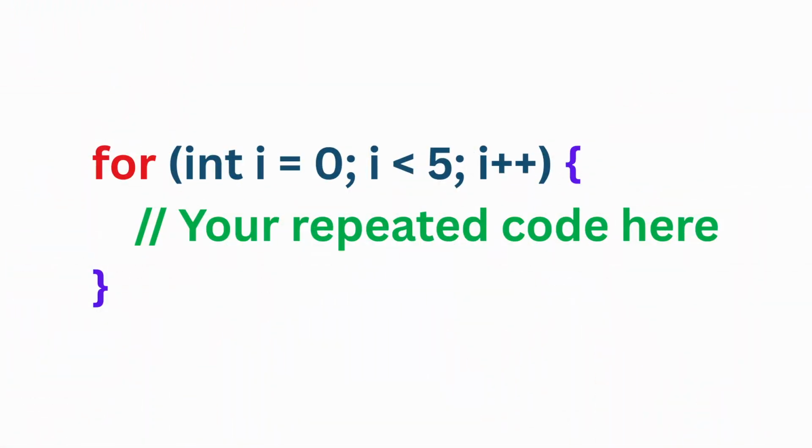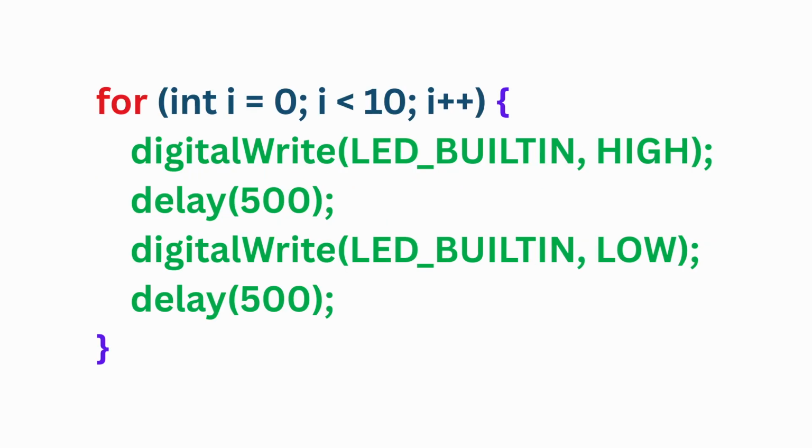As you can see, we defined a special variable, a counter. This code can be interpreted as: the counter i starts at 0, and while i is less than 5, keeps adding 1 unit to the counter. In reality, this for loop will execute the code inside the curly brackets 5 times. We can use it, for example, to blink a LED 10 times.